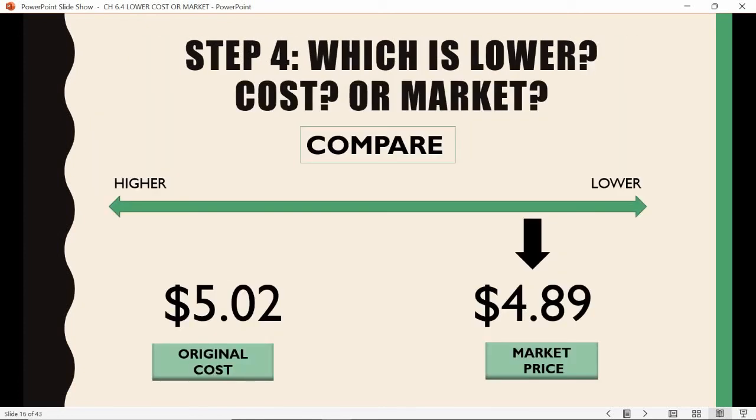It's straightforward. You compare which one is greater or which one is lower, because we're trying to determine which one is lower, the original cost or the market cost. So in this case, $5.02 is definitely greater than $4.89. So I'm going to choose the lower out of the two numbers here, and this is going to be my lower cost of market. Because it ended up being lower than what I originally purchased, that tells me I need to adjust my inventory. Okay. Any questions in regards to figuring out the lower cost of market?